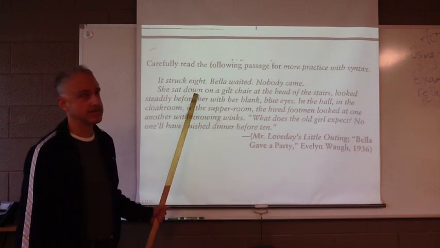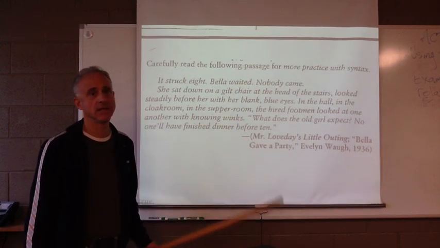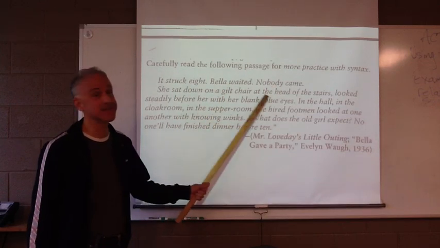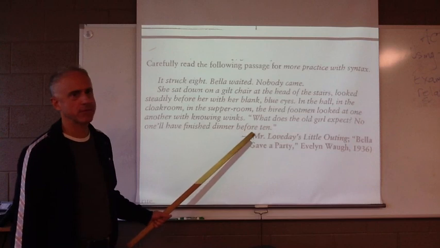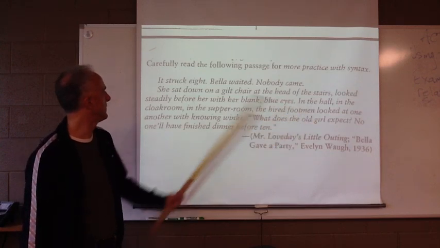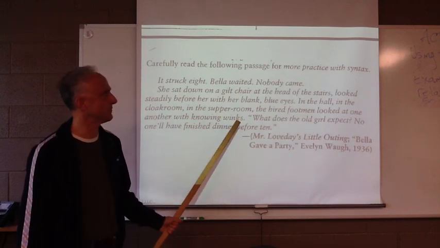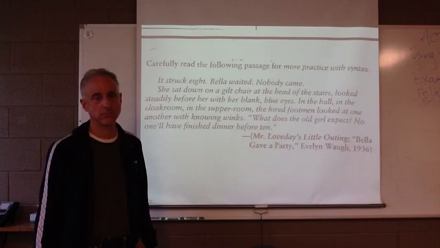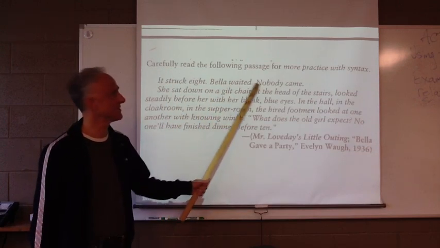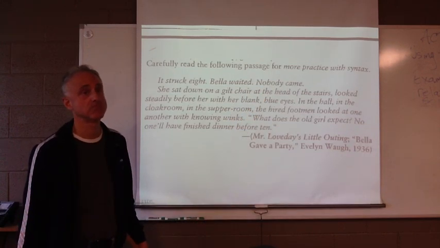And finally, the syntax. It struck 8. Bella waited. Nobody came. How many items do we have here? How many types? How many sentences? 3. Where do we have 3 repeated? In the hall, in the cloakroom, in the supper room. 3 whats? 3 prepositional phrases. And here we have 3 short, simple sentences. Why? What's Bella doing? Waiting.